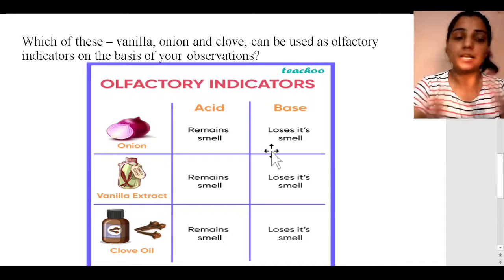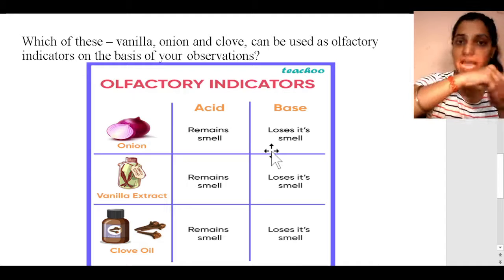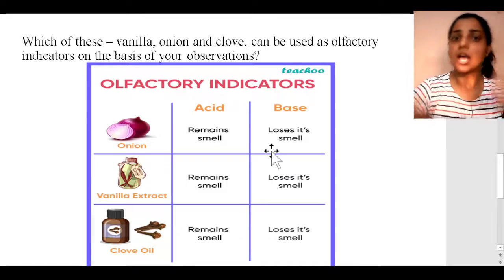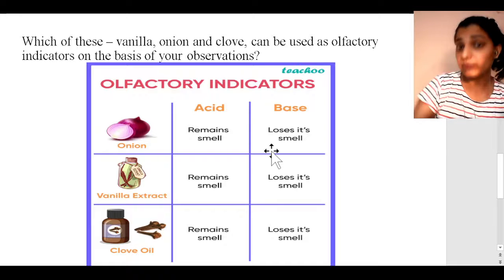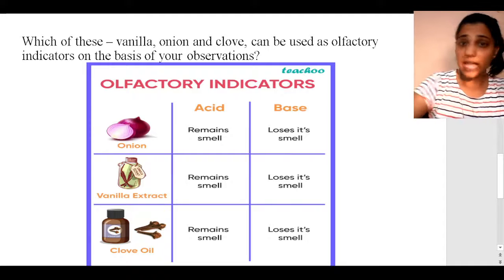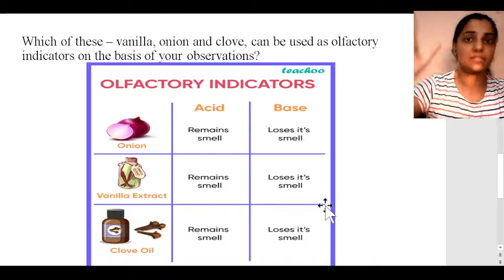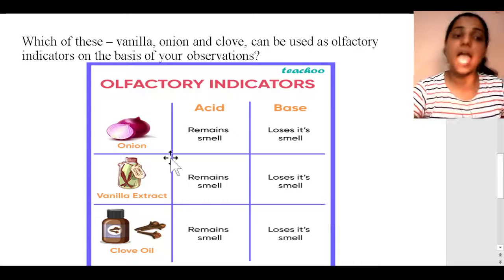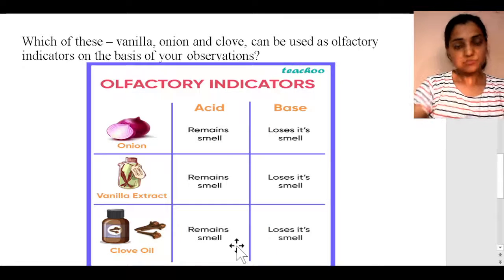पहले हम क्या कर रहे थे, पहले हम simply chopped onions को pack करके रख रहे थे, but after that we are just adding the HCl or the NaOH solution. HCl add कर रहे हैं तो smell जो है that will remain same, but when we are adding the NaOH, then तब क्या होगा, तब ये होगा कि जो smell होगी that will lose its smell, onion की कोई smell ही नहीं आएगी. And same with the vanilla and the clove oil.